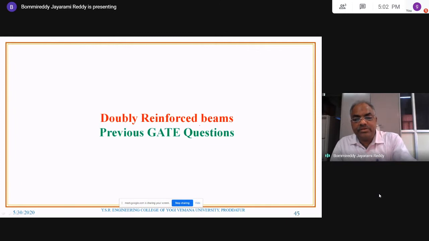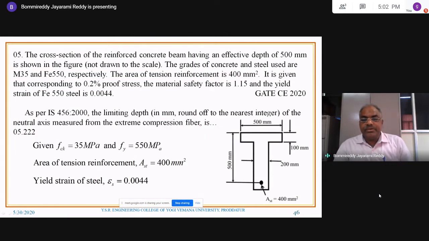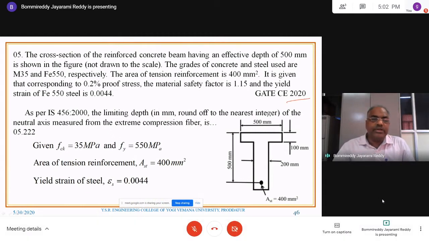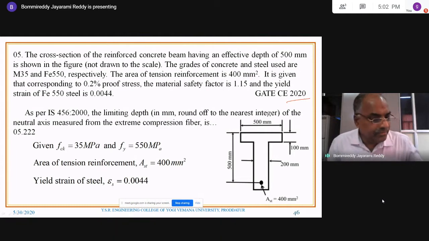And these are the various questions on doubly reinforced sections and also T-beams. This question appeared very recently in 2020. I will tell only one or two problems so that the remaining questions you can go through, and if there is any difficulty you can raise the questions through Gmail. I will read the question, a very recent question given in the examination.